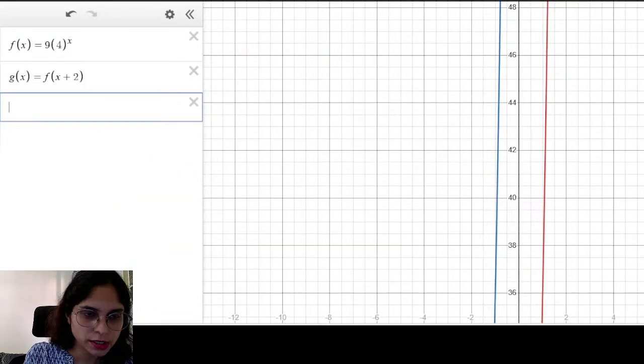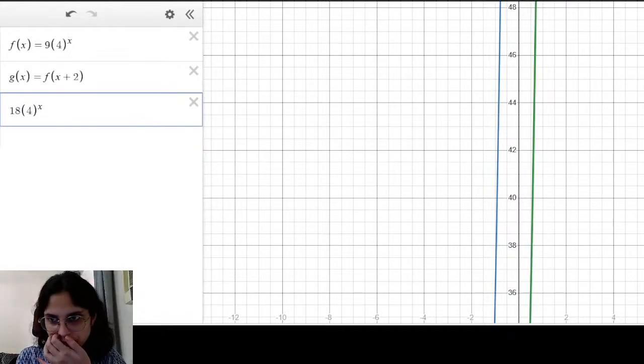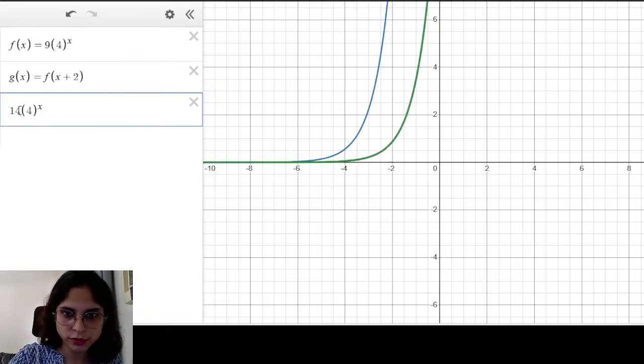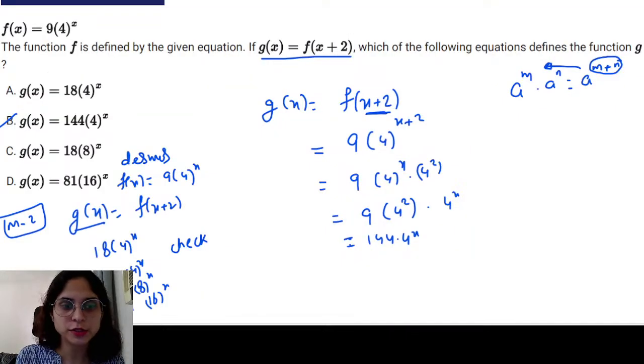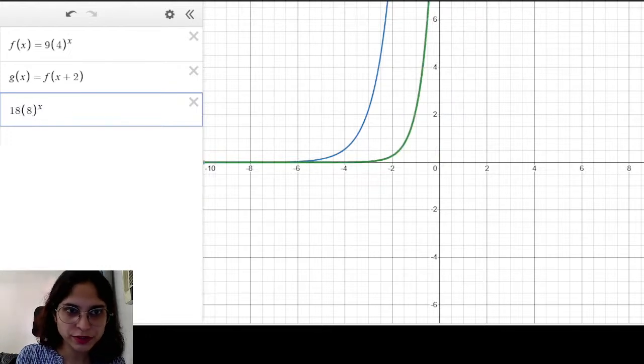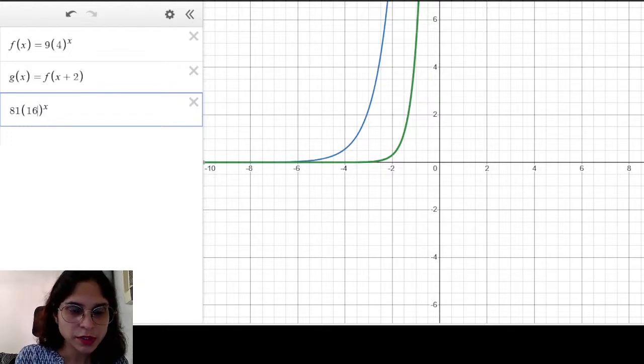The first option was 18 times 4 to the power x. We do not want this graph, we just want g of x. So you can see this blue and green are different, so you type the second option. The green and blue are the exact same. So this is going to be your answer, and just to be sure you type the third one also, 18 times 8 to the power x. Again there are two different lines, that's not the answer. 81 times 16 to the power x. They are also not the same, so the answer is B.